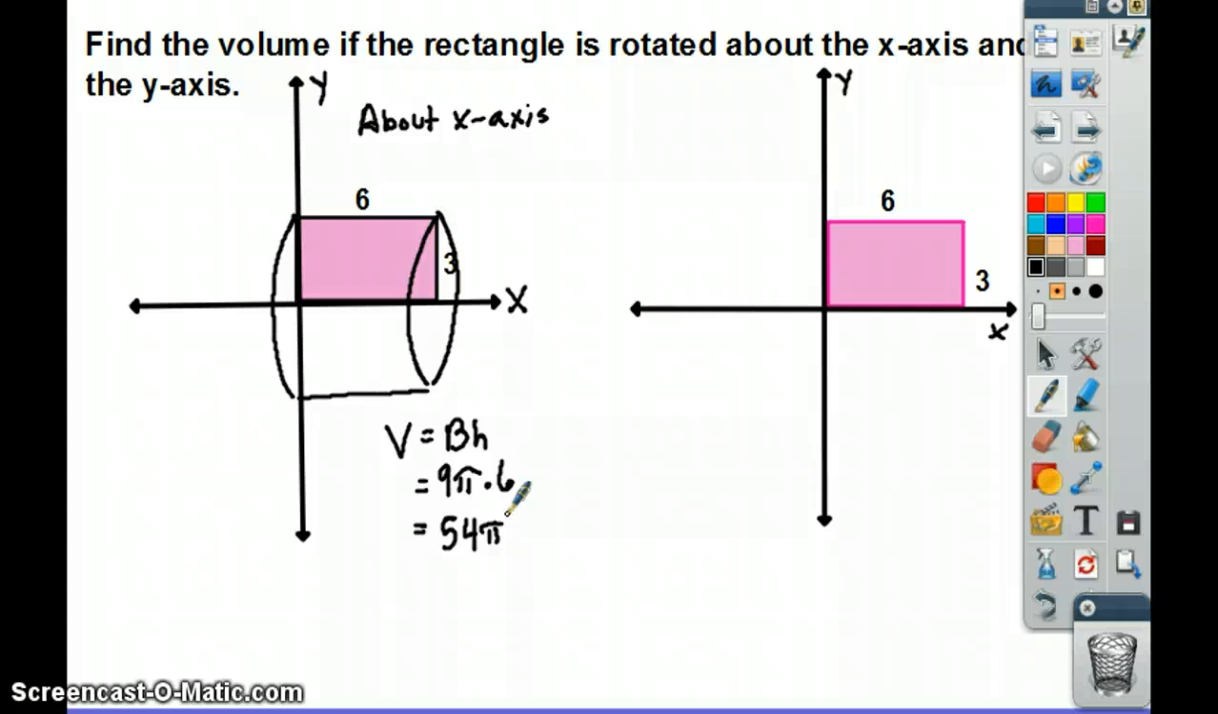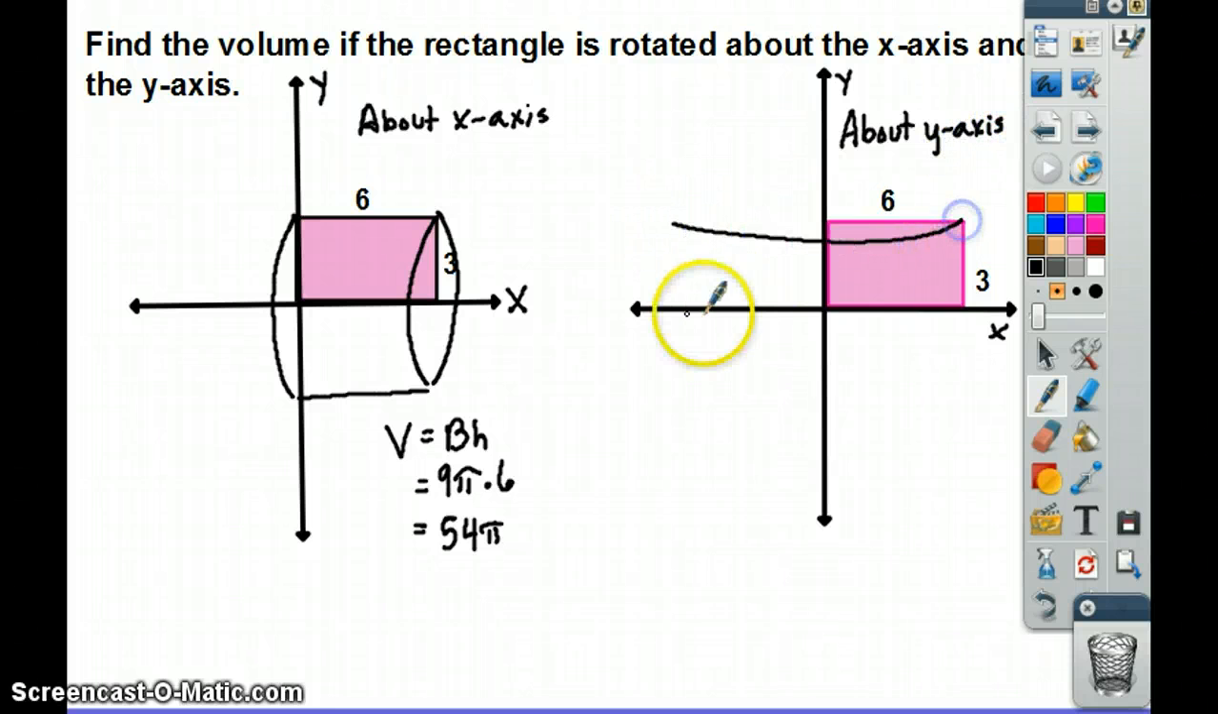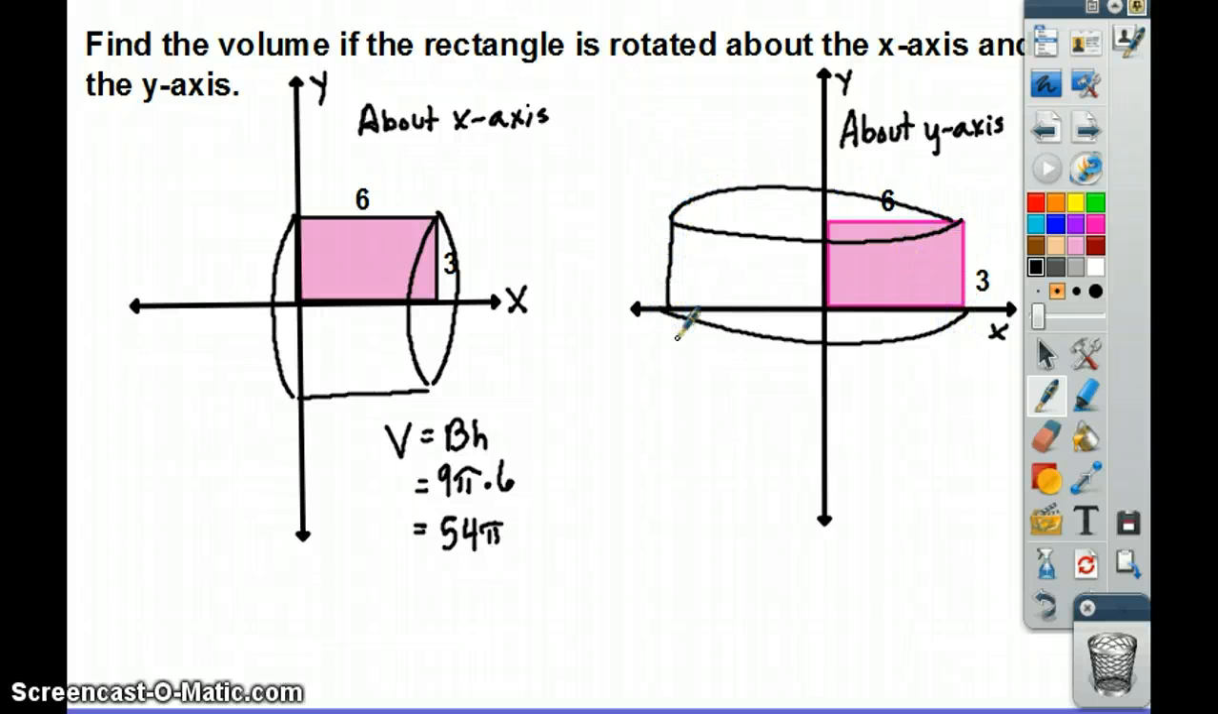Okay, let's look at the second problem. Once again, I have this rectangle, but this time I'm going to spin it about the y-axis. Now, does this volume look like it's going to be bigger or smaller or the same as the volume of the first one? What does it look like here? Well, let's see what happens.